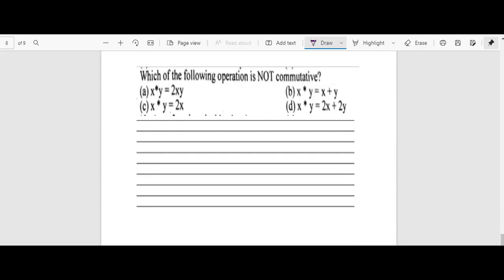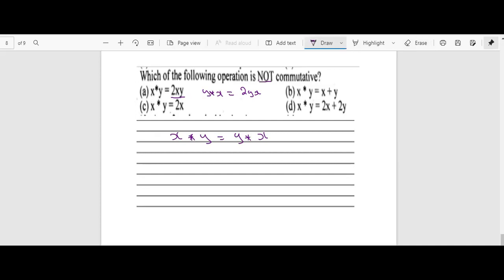Which of the following operations is not commutative? Commutative means that x star y equals y star x. If I talk about 2xy, option A, if I do y star x, I am going to get 2yx. And I know that 2xy is equal to 2yx, so this binary operation is commutative. So A cannot be the answer because we're finding not commutative.